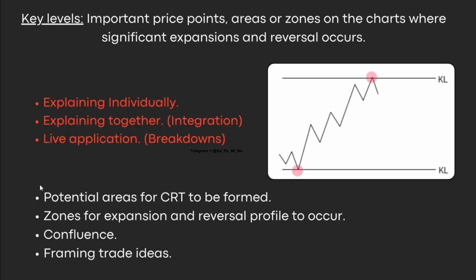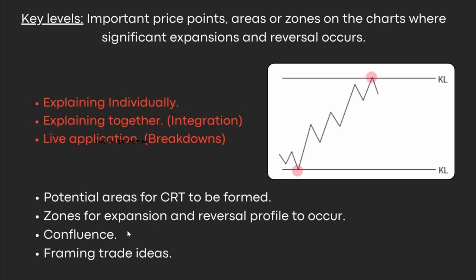Now, key levels have certain characteristics, right? They can serve as areas for potential CRT to be formed. They can serve as zones for potential expansion profiles and reversal profiles to occur. They can serve as a catalyst, or you could say a reactant, for expansions to occur, right?